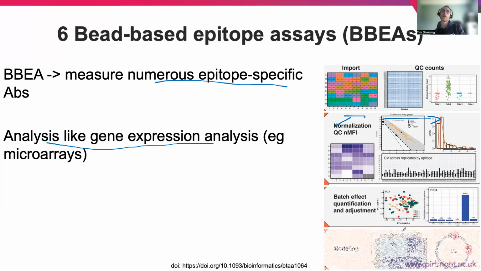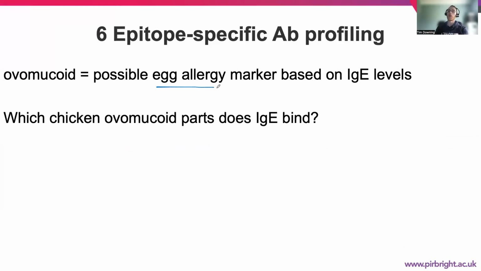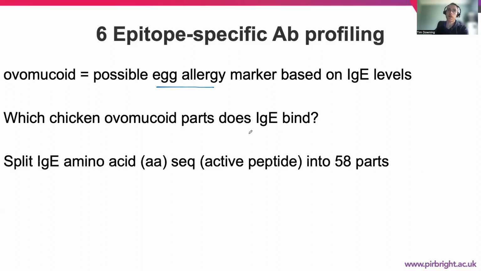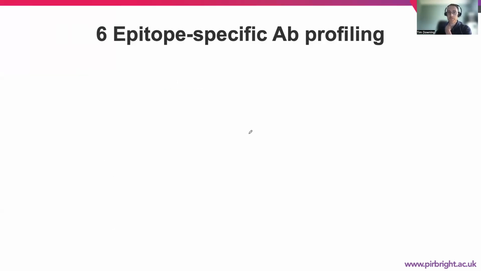So what we're looking at is peptides from the ovomucoid protein, which is associated with egg allergies in humans. And our key question of interest is which parts of this protein does IgE bind onto? So what we're doing to tackle this is to split the amino acid sequence into 58 parts, each with 15 amino acids, with a 12 amino acid overlap between different parts. And that's tested in 38 children and also 6 controls, giving 44 altogether.